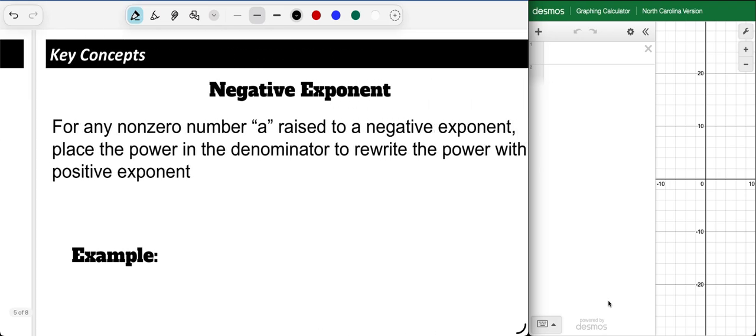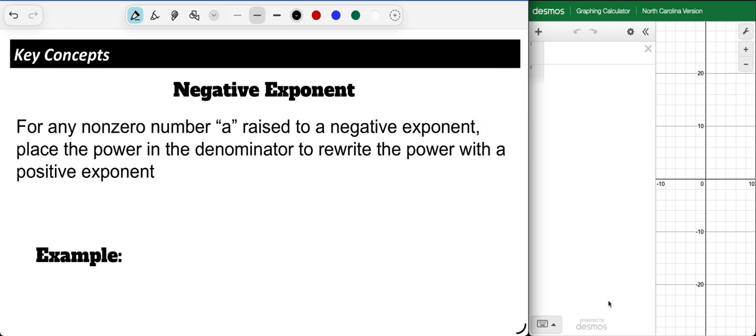All right, moving to the next law, which is negative exponents. For negative exponents, it says that for any non-zero number, like a, raised to a negative exponent, place the power in the denominator, and rewrite the power with positive exponents. That's a mouthful. Really what that is saying is that whenever we have negative exponents, we have to make negative exponents positive. And the only way we're going to make negative exponents positive is that we're going to have to change the location.